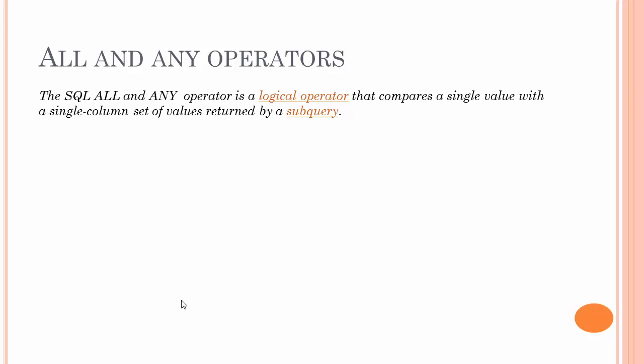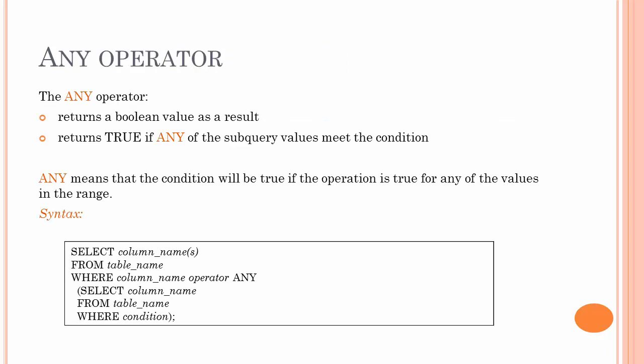The SQL all and any operator is a logical operator that compares a single value with a single column set of values returned by a subquery. So let's see the syntax of these operators. First we will learn the any operator. So what is the any operator? It returns a boolean value. It returns true if any of the subquery values meet the condition.